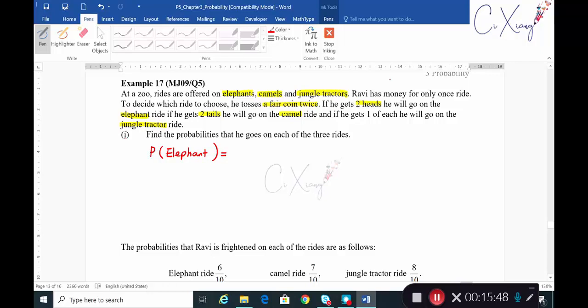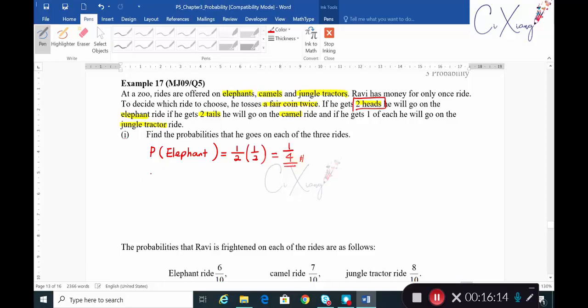So to go on the elephant ride, he needs to get two heads. Alright, so when you're tossing two coins, generally the results do not affect each other, so they are independent events. Alright, so to get two heads, the first coin you get a head is 1/2. The second coin you get a head is also 1/2. And that's why you're having 1/4 for the elephant ride.